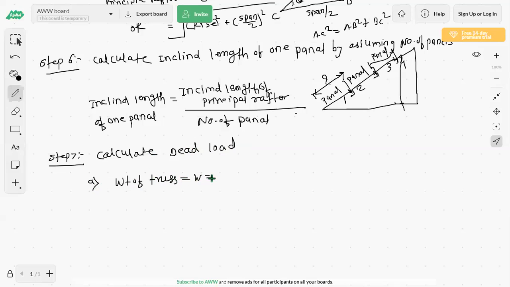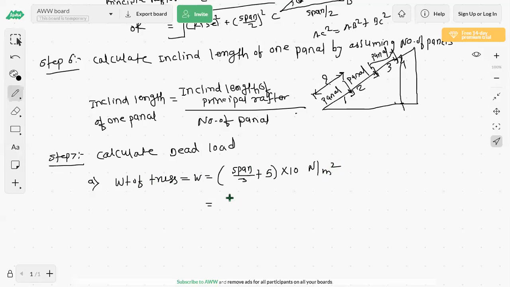So the weight of truss W we have to calculate by using this formula: span by 3 divided by span by 3 plus 5, into 10. It is in Newton per meter square. But we have to calculate in Newton. So if we have to calculate in Newton, what do we have to do? We have to multiply by the plan area. After multiplying by the area, this meter square will cancel out. The area on which the roof truss load acts, if we multiply by it, the meter square will cancel out.